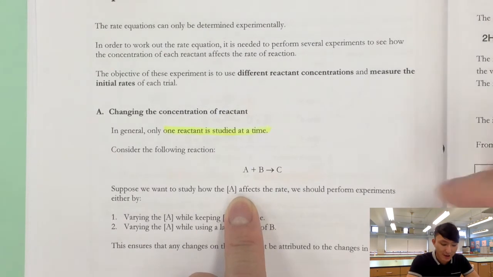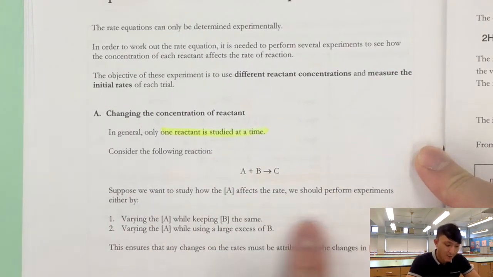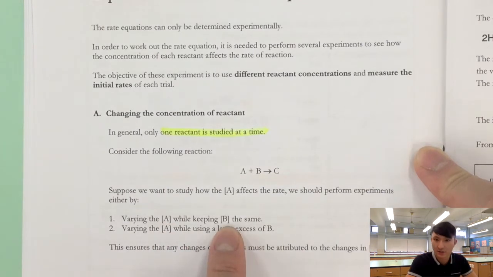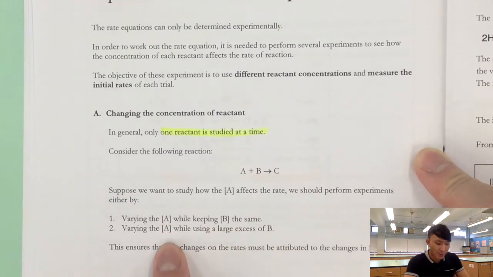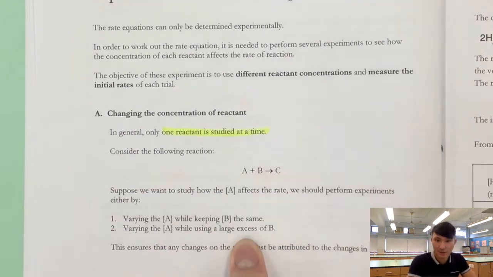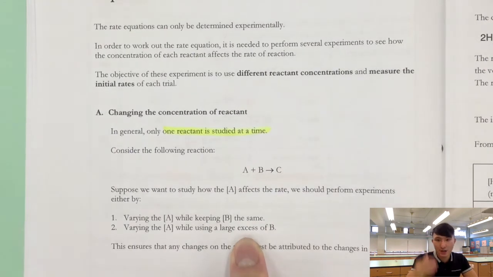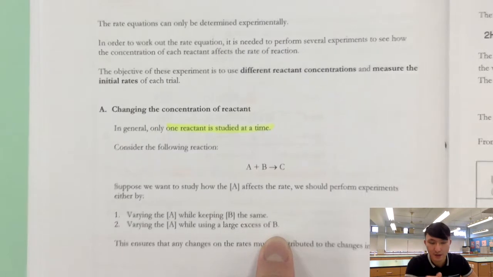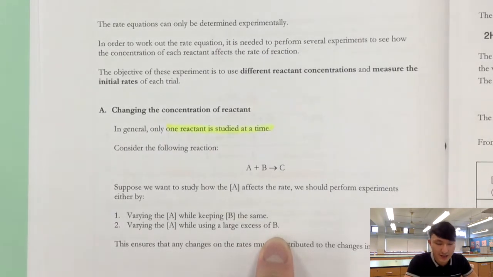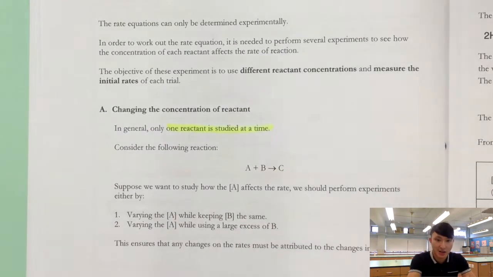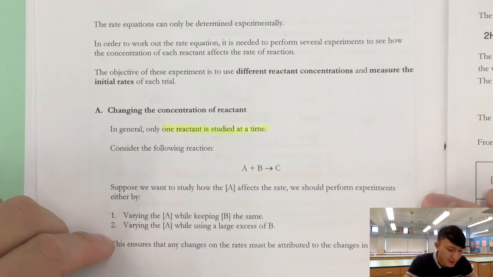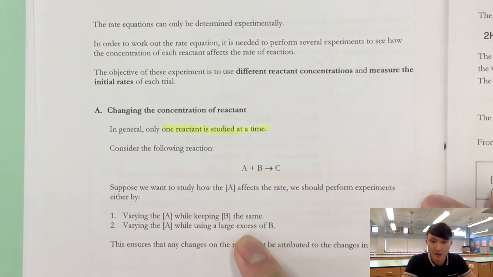In order to do that, we will perform the experiment either by changing the concentration of A while keeping the concentration of B the same, or a similar way is to change the concentration of A while using a large excess of B. When you use a large excess of B, as the reaction proceeds, the concentration of B does not change, or more or less doesn't change, because it is a large excess, right? So no matter whether you do 1 or 2, you are basically using the same concentration of B.